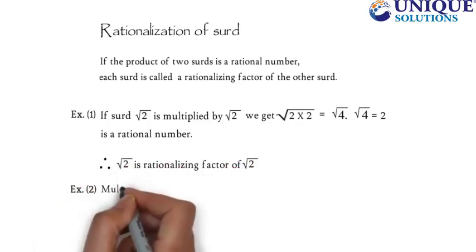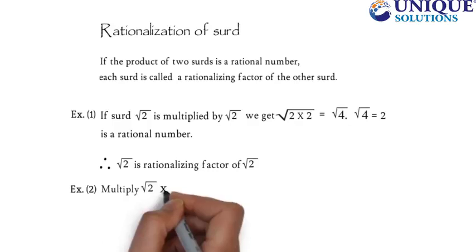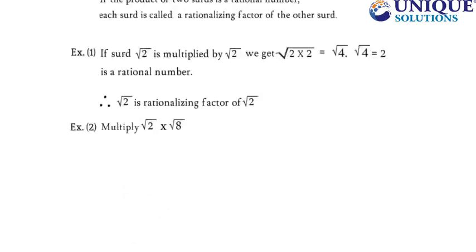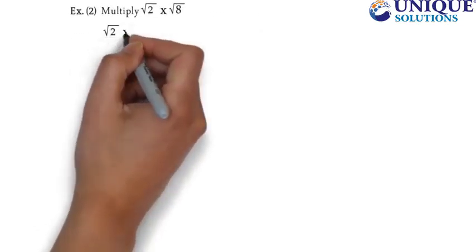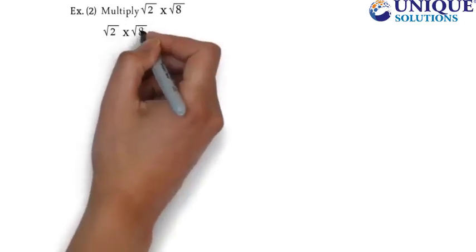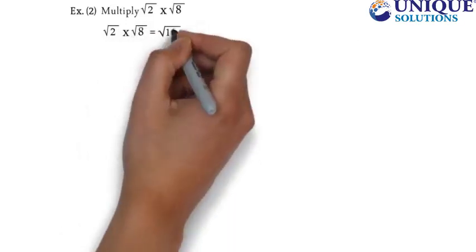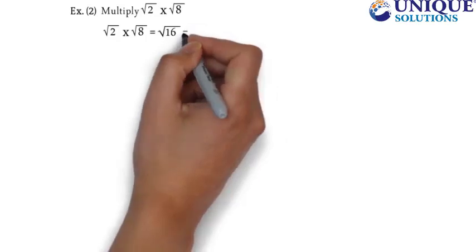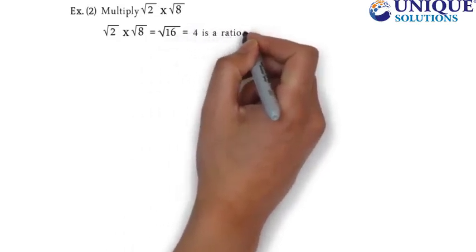Example 2. Multiply square root of 2 by square root of 8. Square root of 2 multiplied by square root of 8 is equal to square root of 16, which is equal to 4, a rational number.